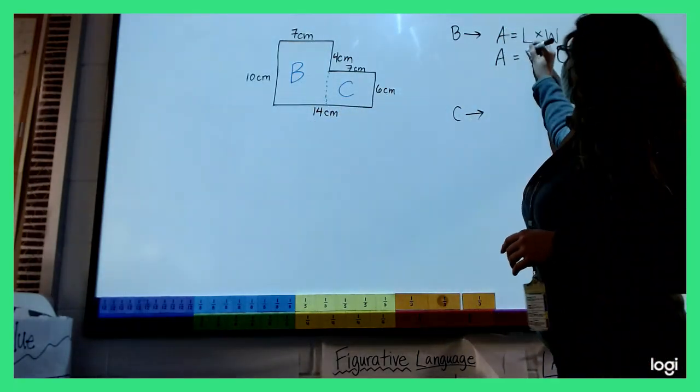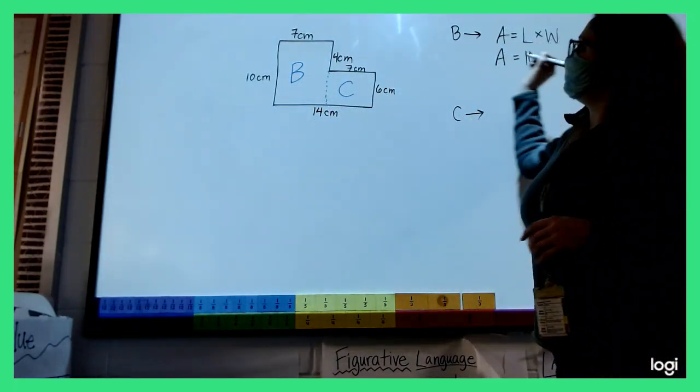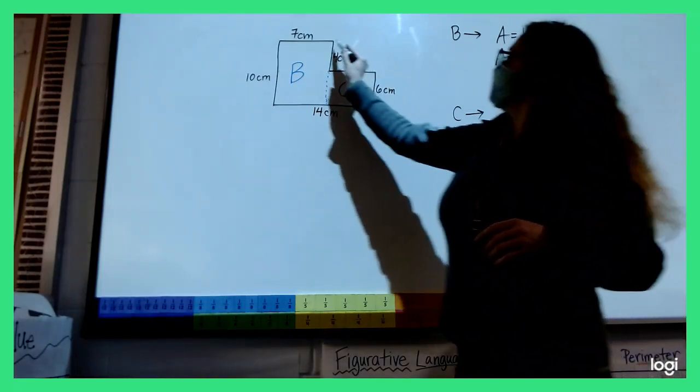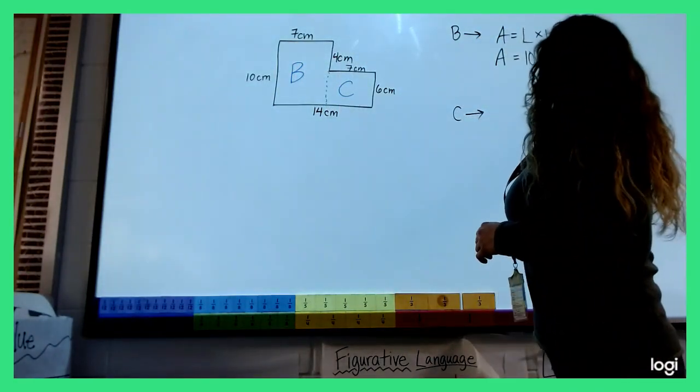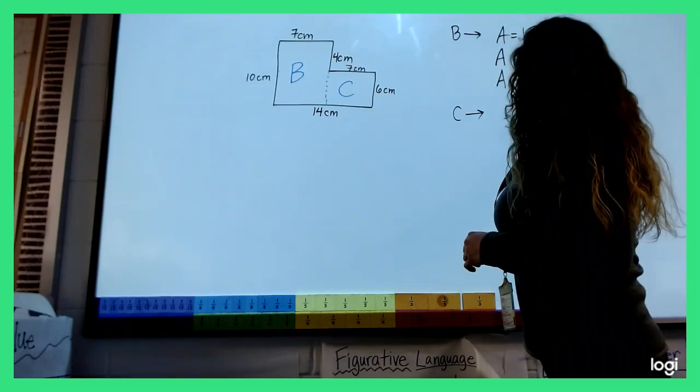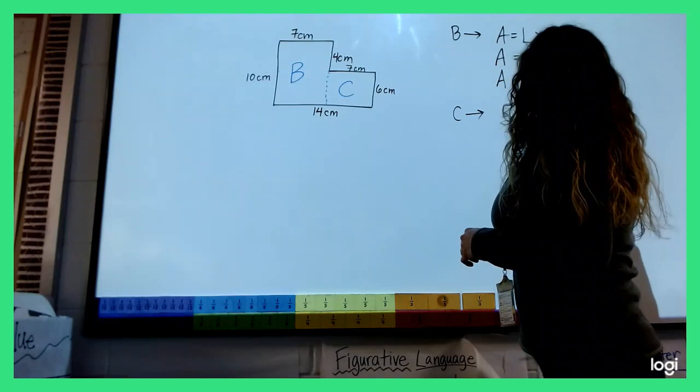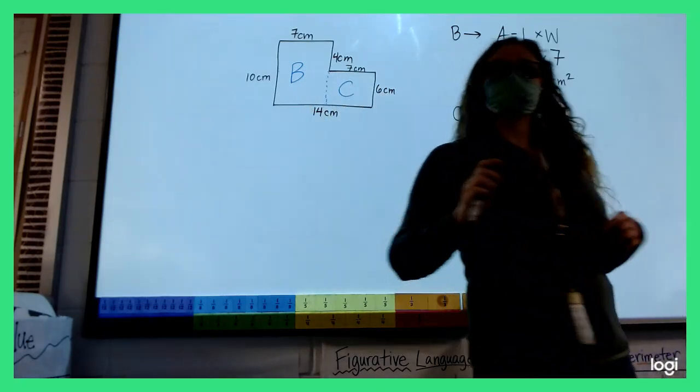So our length would be 10 times, someone tell me the width of shape B. Liam? 7. Just this part, right? So 10 times 7, we can find that. We know 10 times 7 is 70. So 70 centimeters squared is the area of shape B.